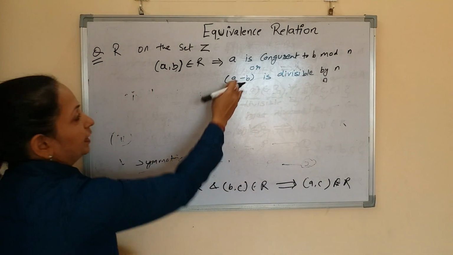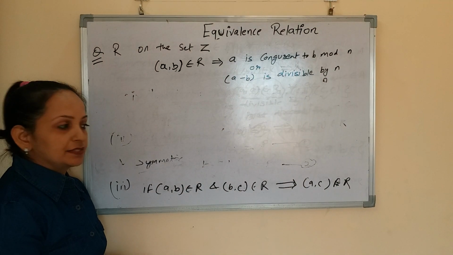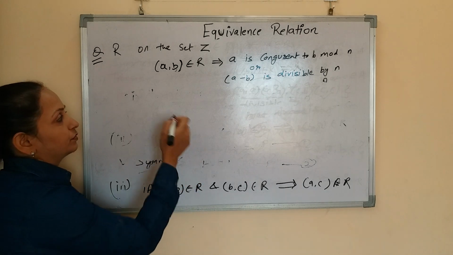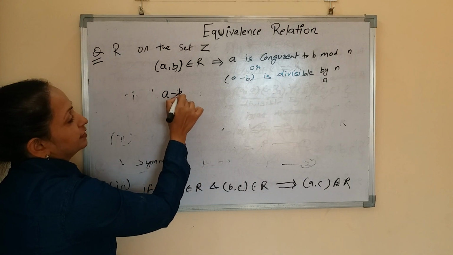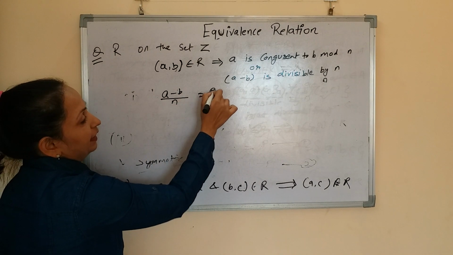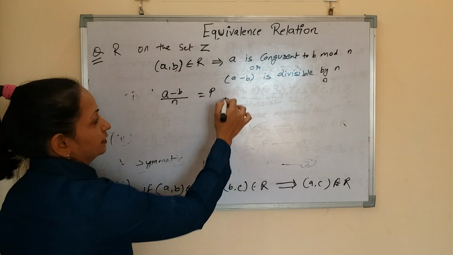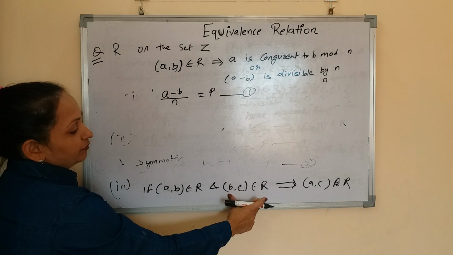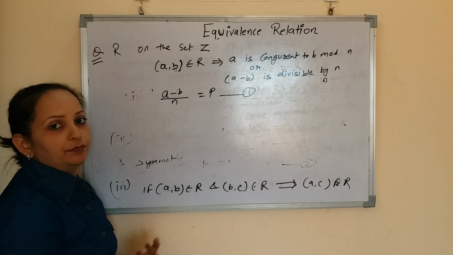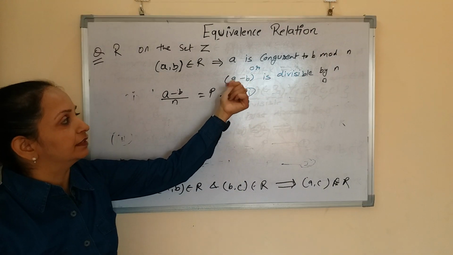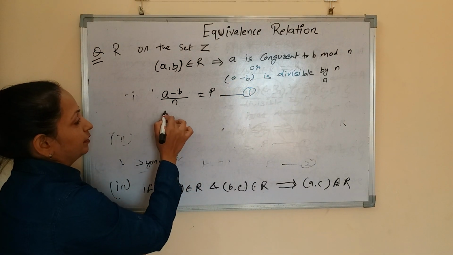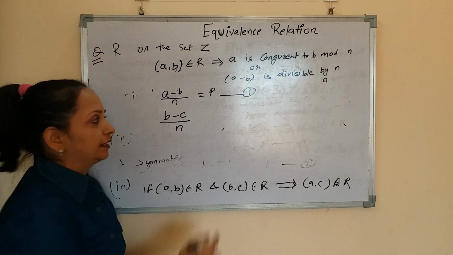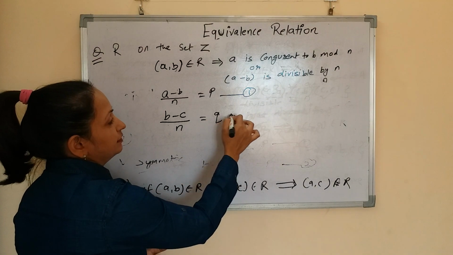Okay, so my relation was A minus B is divisible by n, and if I take the first statement, that is (A, B) belongs to R, that means A minus B is properly divisible by n, and I'm getting an integer value, that is P. That will be my first statement. And my second statement will be (B, C) belongs to R, that means according to the definition B minus C is divisible by n. So B minus C is properly divisible by n, and I'm getting another integer, that is Q.